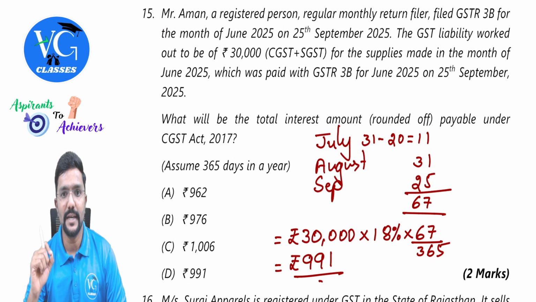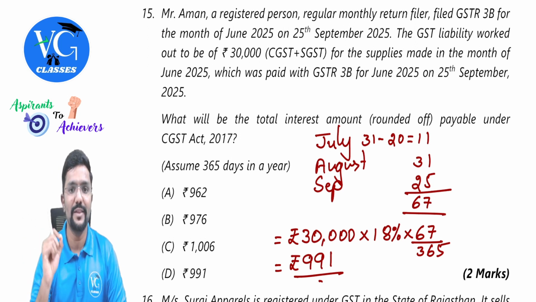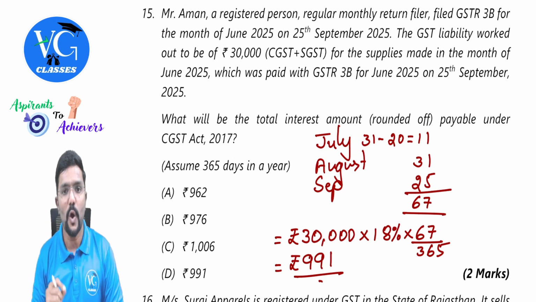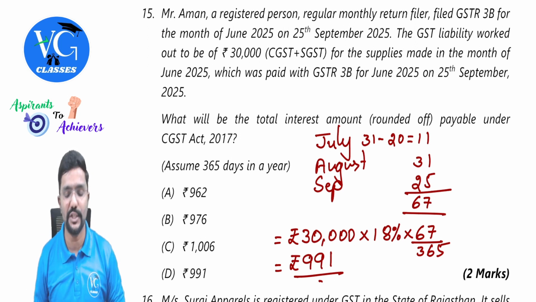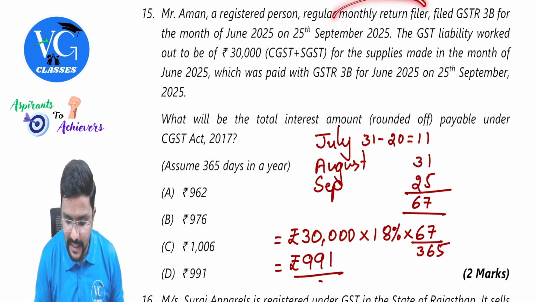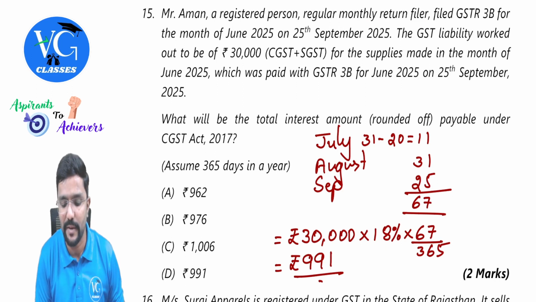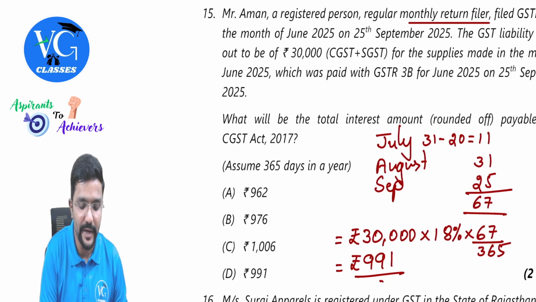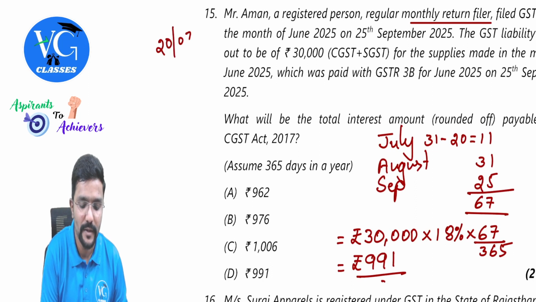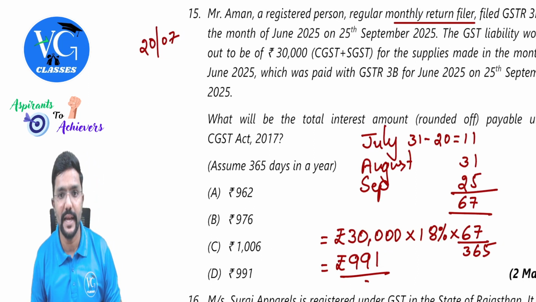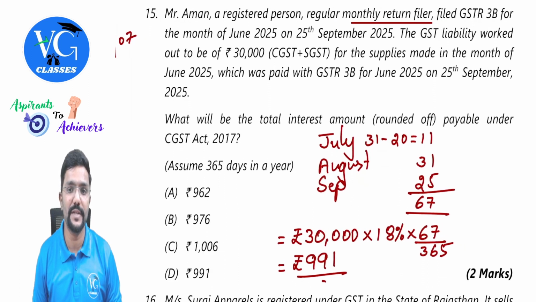Mr. Aman, a registered person, regular monthly return filer, filed GSTR 3B for the month of June 2025 on 25th September 2025. Okay, guys, he is filing the returns monthly. So if he is filing the returns monthly, what is the due date to file GSTR 3B for the month of June? What is the due date? It should be 20th July, but he has filed it late on 25th September.